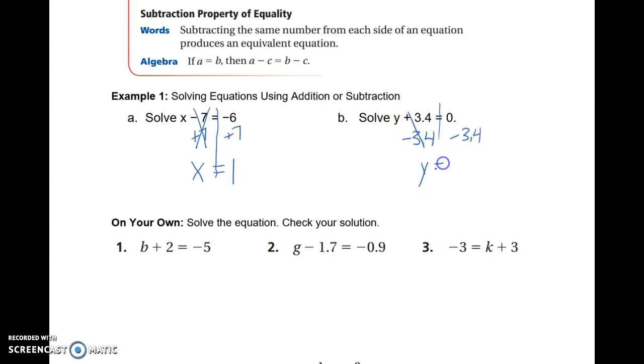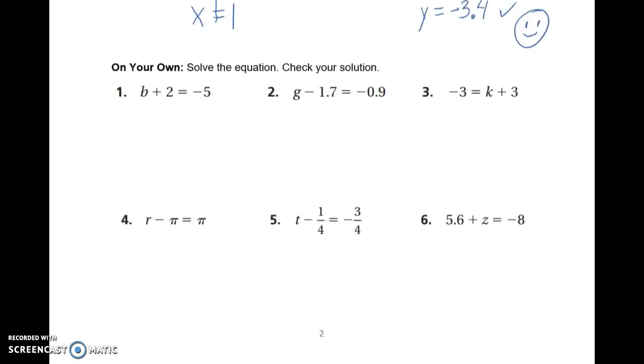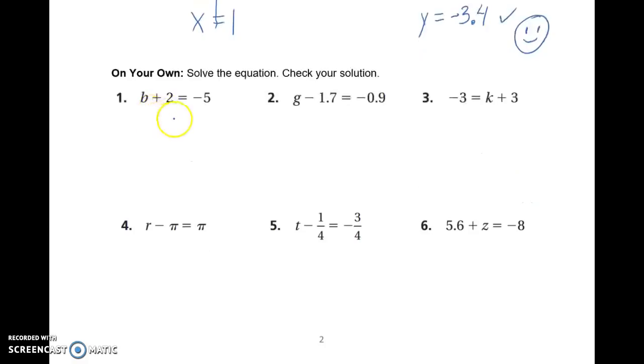Bring down the y, bring down your equal sign. 0 minus 3.4, of course, would be negative 3.4. And again, if you need your calculator, use it. The sweet thing about algebra is you can always plug your answer back in up here for y. Negative 3.4 plus 3.4 does equal 0. So you're like, check, woohoo, I'm right. Give yourself a smiley face. You're awesome.